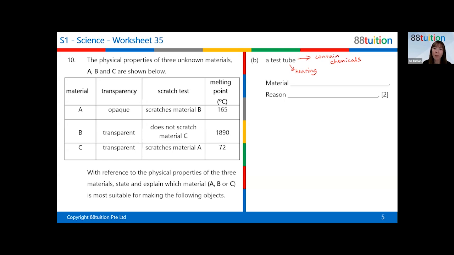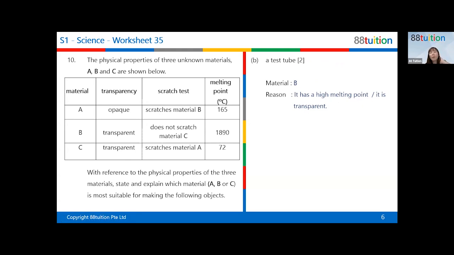If you are putting the chemicals in and you are heating the test tube, it must be able to withstand high heat, right? Otherwise, the test tube will start melting. Then you got nothing else to work with in the science lab. It can contain chemicals. You must be able to see the chemicals, and we want it to be able to withstand heating. We choose material B. One is because it has high melting point. The other one, it is transparent.